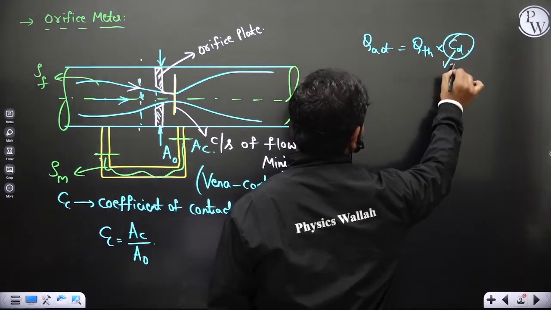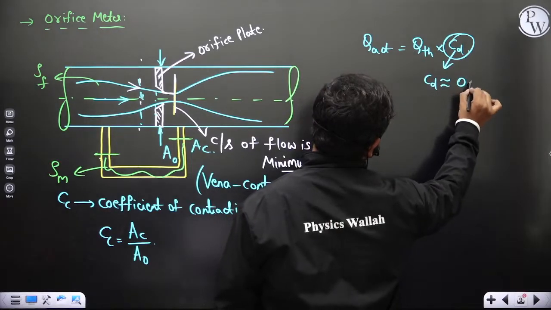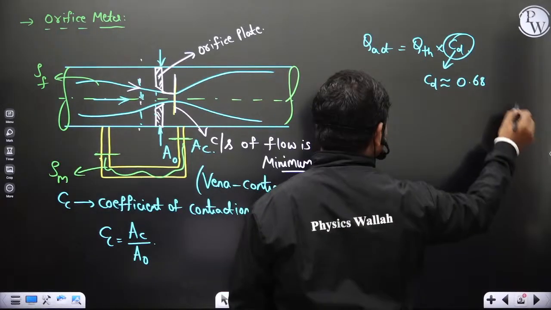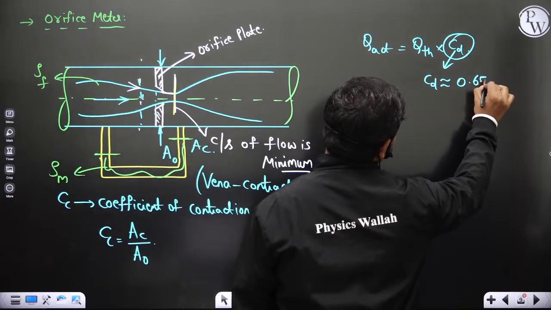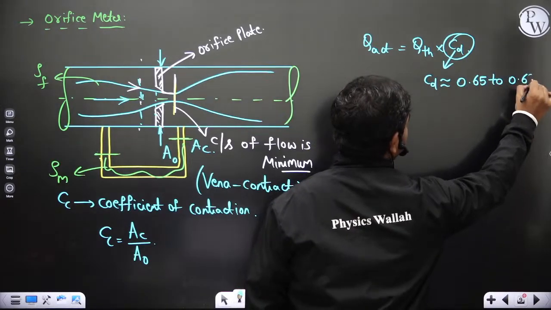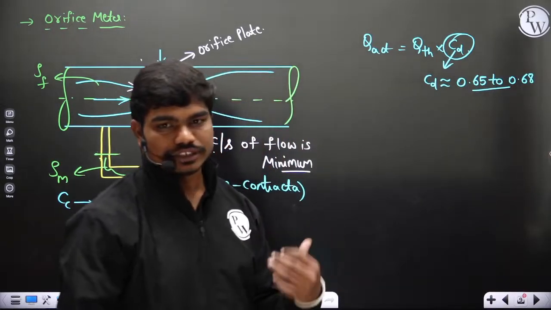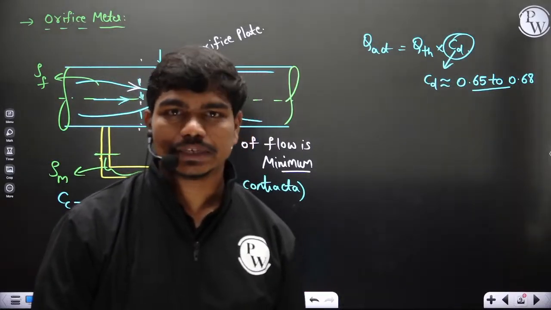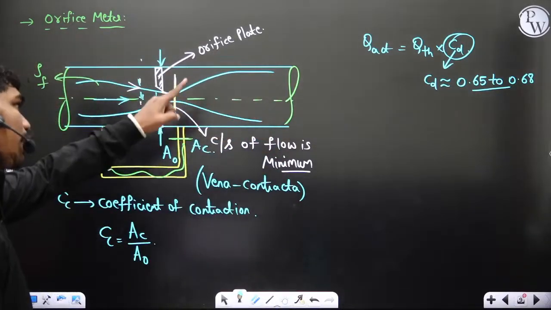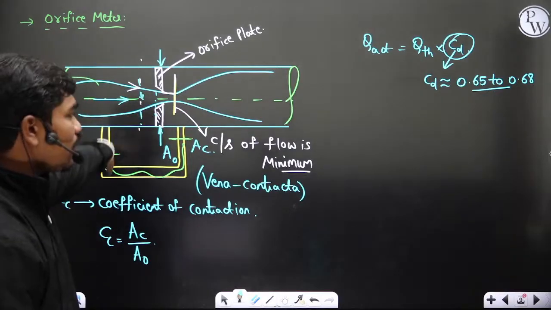This Cd value will only be around 0.62 to 0.68, that is the typical range in actual cases. In this kind of question, they will give you the Cd if they want you to calculate actual discharge. The technique for calculating Q theoretical is the same. You keep this A naught, all these things.